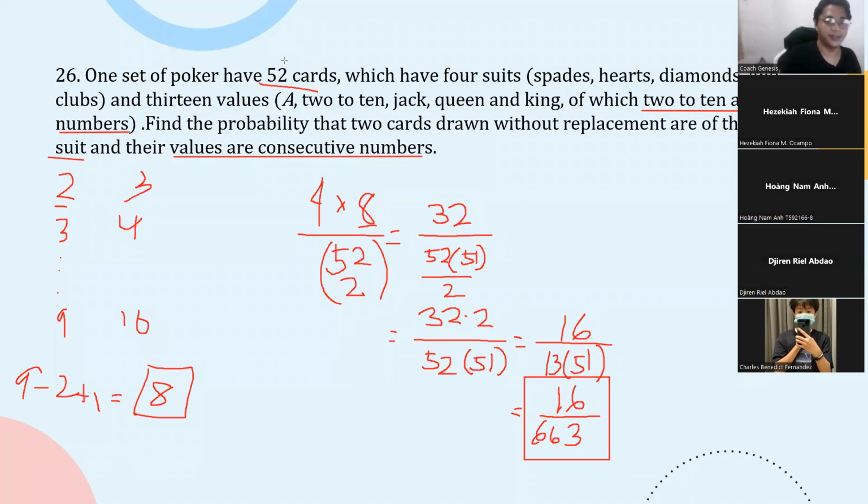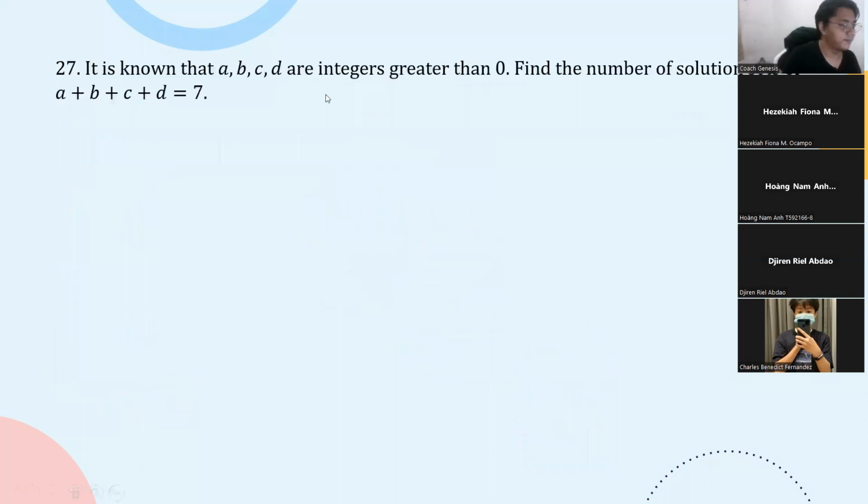So that is number 26. For number 27, it is known that A, B, C, D are integers greater than 0. Take note, greater than 0. So find the number of solution sets for A plus B plus C plus D is equal to 7.